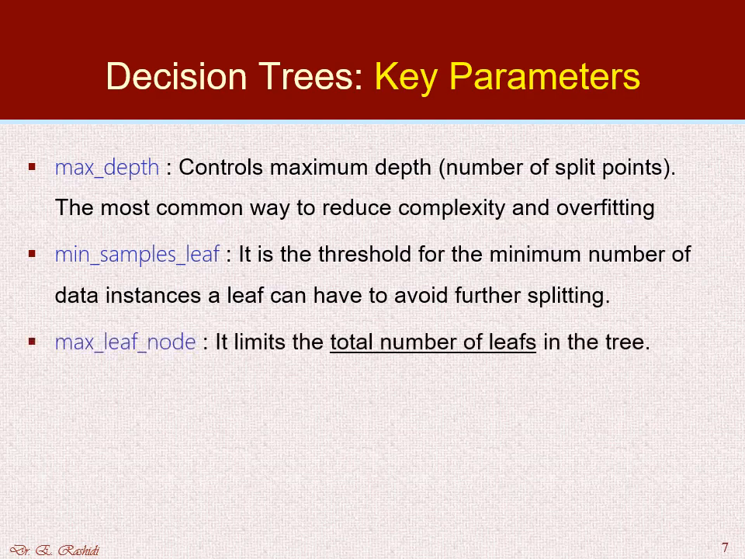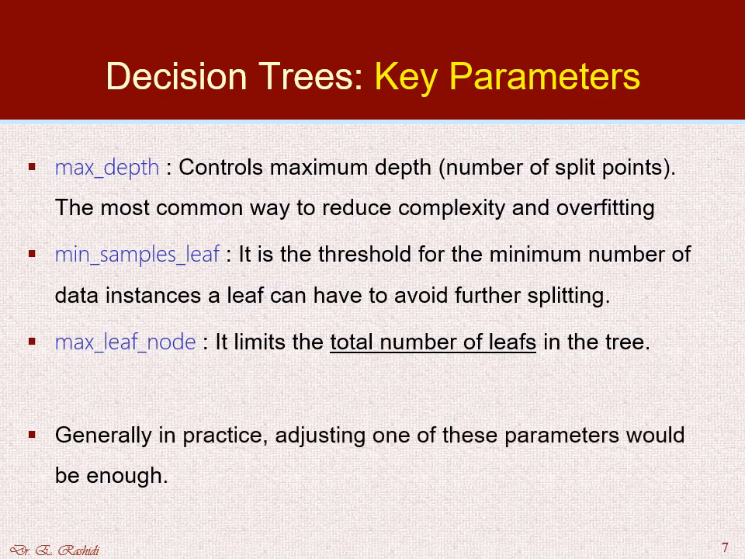The other parameter is max leaf nodes. This parameter limits the total number of leaves that you want your tree to have. When you branch out and your tree grows and grows, you're going to end up with more and more end nodes, or terminal nodes, at the very end of your tree. So you can basically set a limit on how much your tree grows. Generally, in practice, adjusting only one of these parameters would be enough and sufficient.